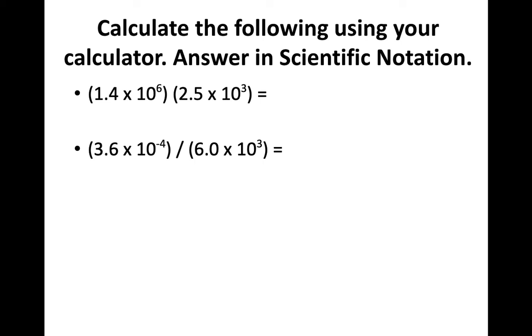1.4 times 10 to the 6th multiplied by 2.5 times 10 to the 3rd power is equal to 3.5 times 10 to the 9. 3.6 times 10 to the negative 4 divided by 6 times 10 to the 3rd power equals 6 times 10 to the negative 8. If you did not get these answers, please try typing them again in your calculator until you feel comfortable with replacing times 10 with the E or capital EE button.